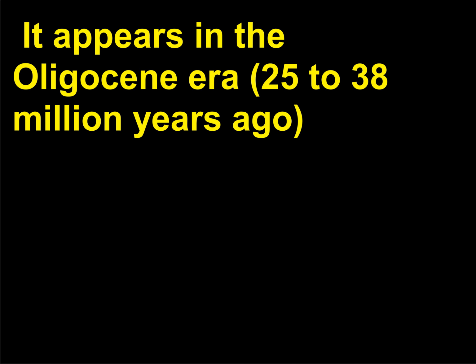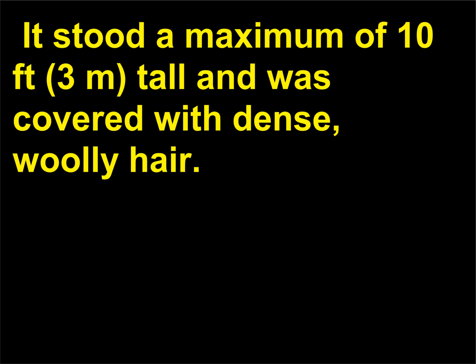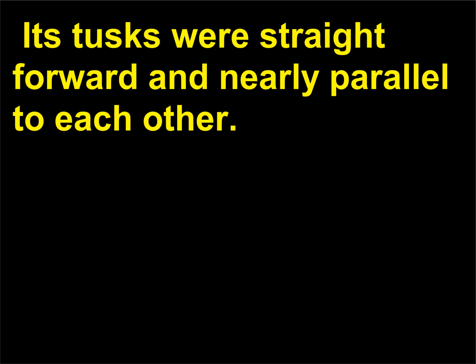It appears in the Oligocene era, 25 to 38 million years ago, and survived until less than 1 million years ago. It stood a maximum of 10 feet (3 meters) tall and was covered with dense, woolly hair. Its tusks were straightforward and nearly parallel to each other.